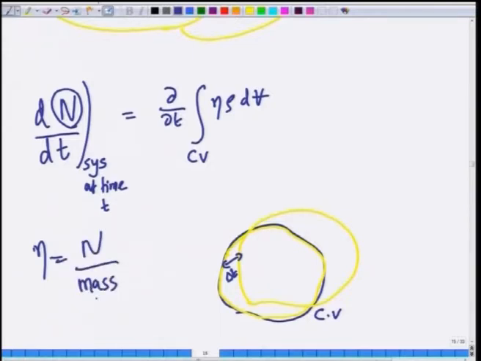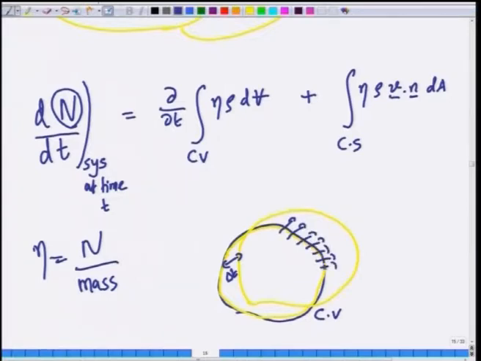where eta is N divided by mass, the specific quantity. For example, eta is 1 if N is mass itself, eta is just velocity if N is momentum, and eta is half v squared, for example, if N is kinetic energy, and so on. Plus, this is the local rate of change present in the control volume, plus the surface flux term. That is because as the system moves out of the control volume, it also takes material out of it, and that surface flux will also take away whatever mass, momentum or energy.